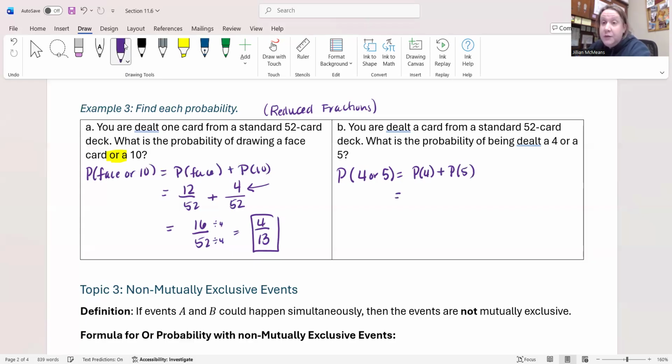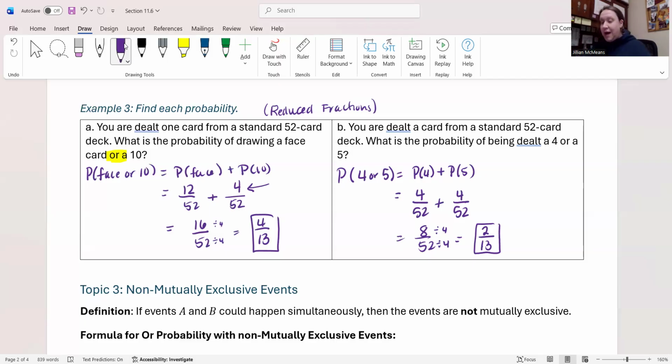Well, out of the 52 cards in a deck, 4 of them have 4s on them. That's kind of a mouthful. And then 4 of the cards out of 52 have 5s on them. So we get 4 out of 52 plus 4 out of 52, which is 8 out of 52. Both of these are divisible by 4. And so that gives me 2/13. It is really helpful if you know that 52 is divisible by 4 and 13. Those are going to come up a lot when you're simplifying these fractions, and it can save you a little bit of time if you can do that in your head.